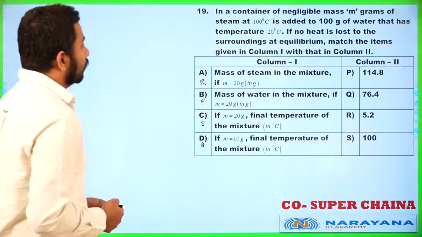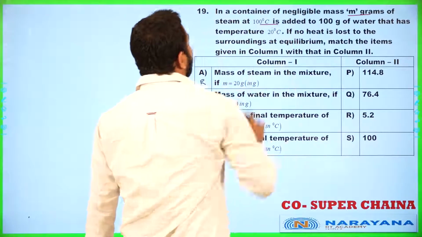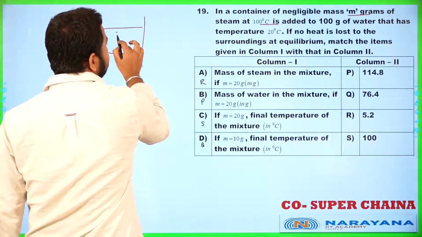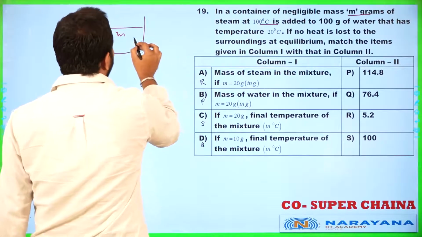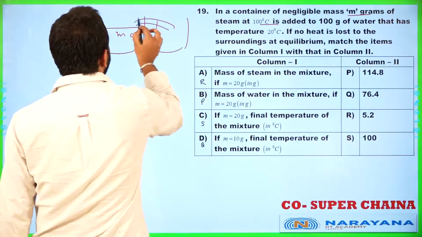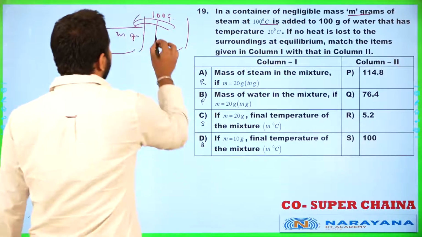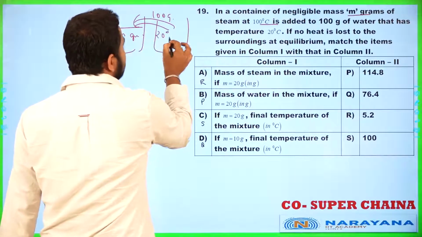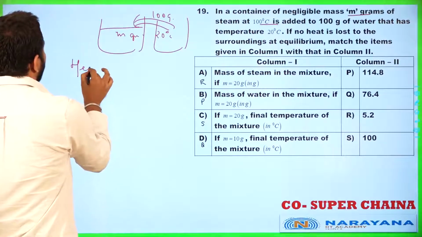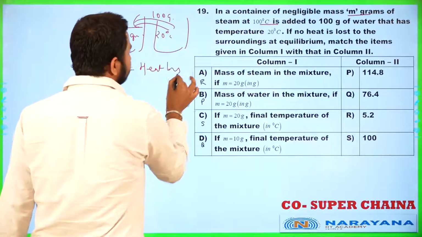So if you see here, for the first question, in a container of negligible mass, 100 gram of steam. So we have a container of mass m gram, and here we are adding steam of 100 gram, and it has a temperature 20 degree Celsius. So if you see here, heat gain is equal to heat loss.